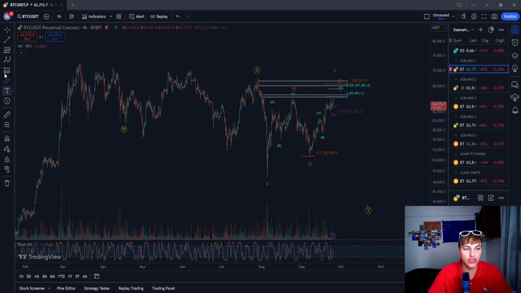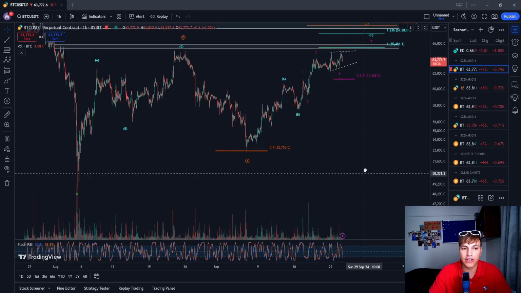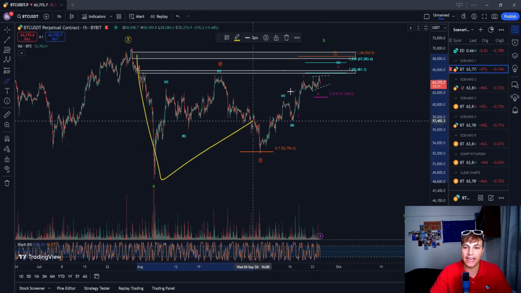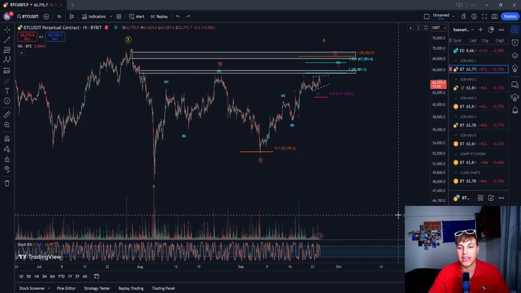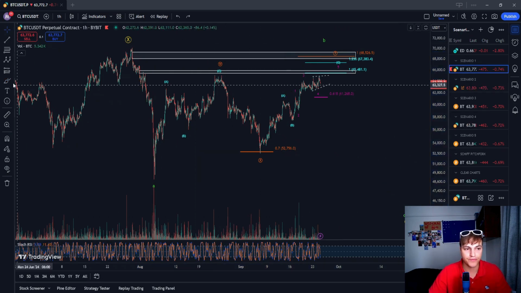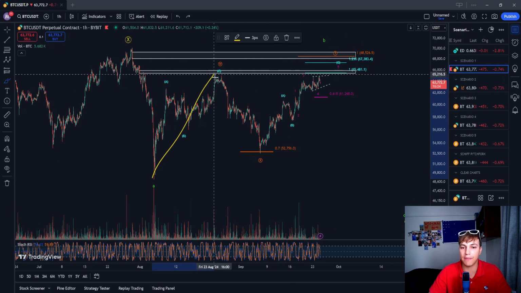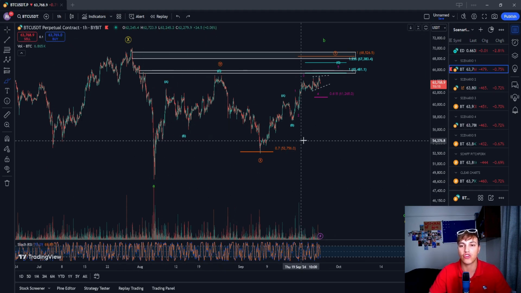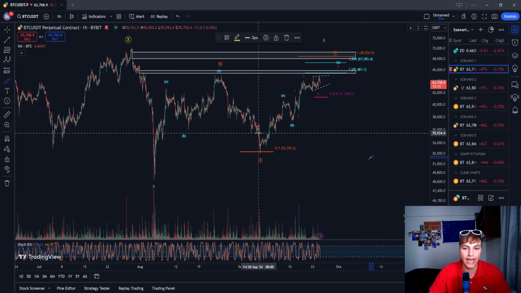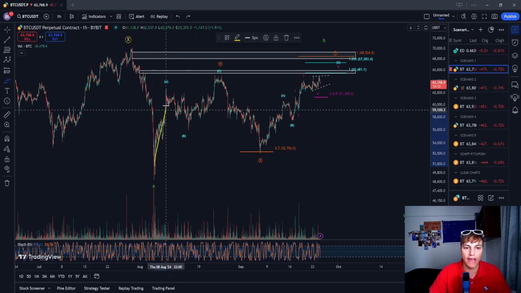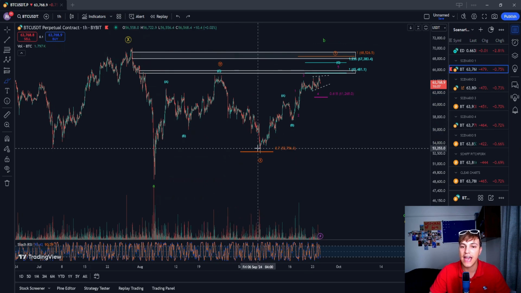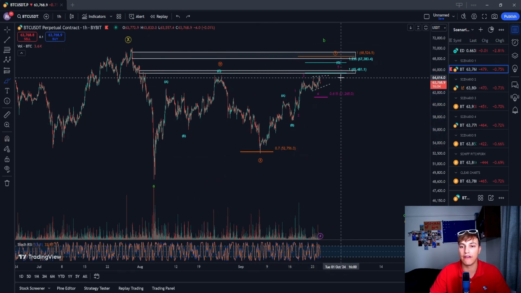If we zoom in to the 1 hour, we can see we are currently in this ABC in wave Y. A, B, and then a C crashing to the downside. So in this ABC, we have a WXY. A WXY is just a simple correction where every move is a three-wave structure in this case. So we have a three-wave structure in wave W, a three-wave structure in wave X, and now a three-wave structure in wave Y.